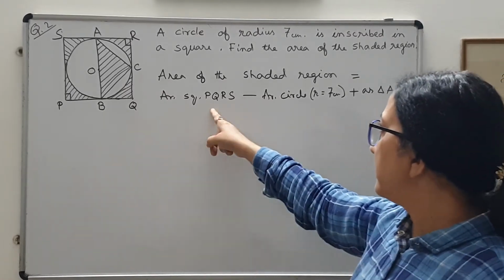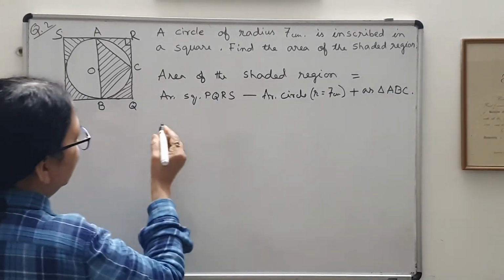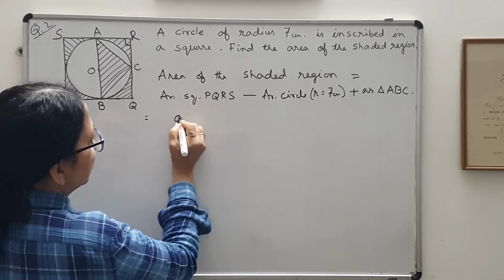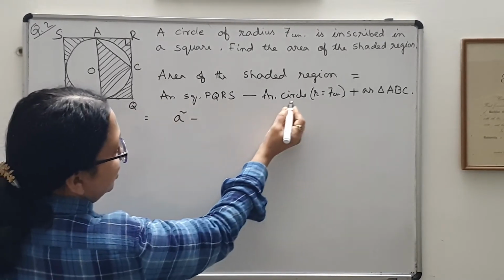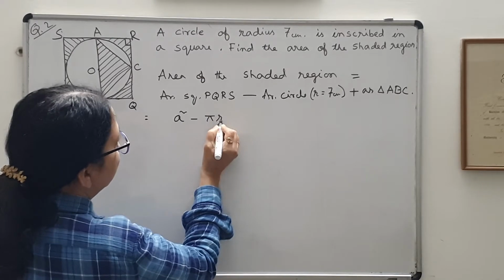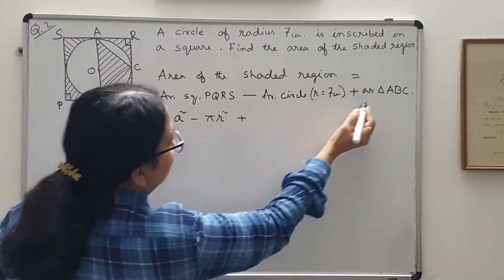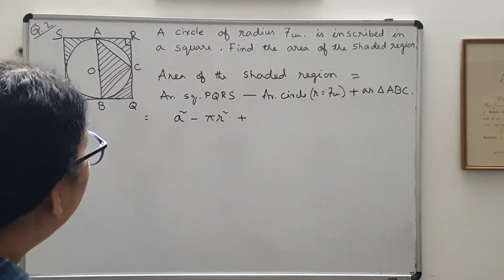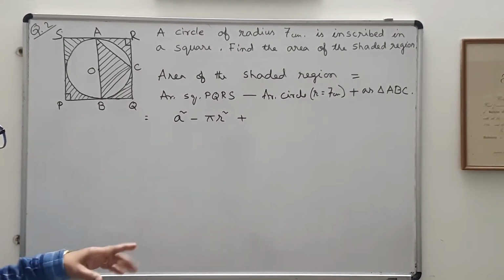So for finding this, let me write down the formulas now. Area of square is side square, area of the circle is pi r square, plus area of triangle ABC. Now triangle ABC, if you observe, how to find out the area of the triangle?